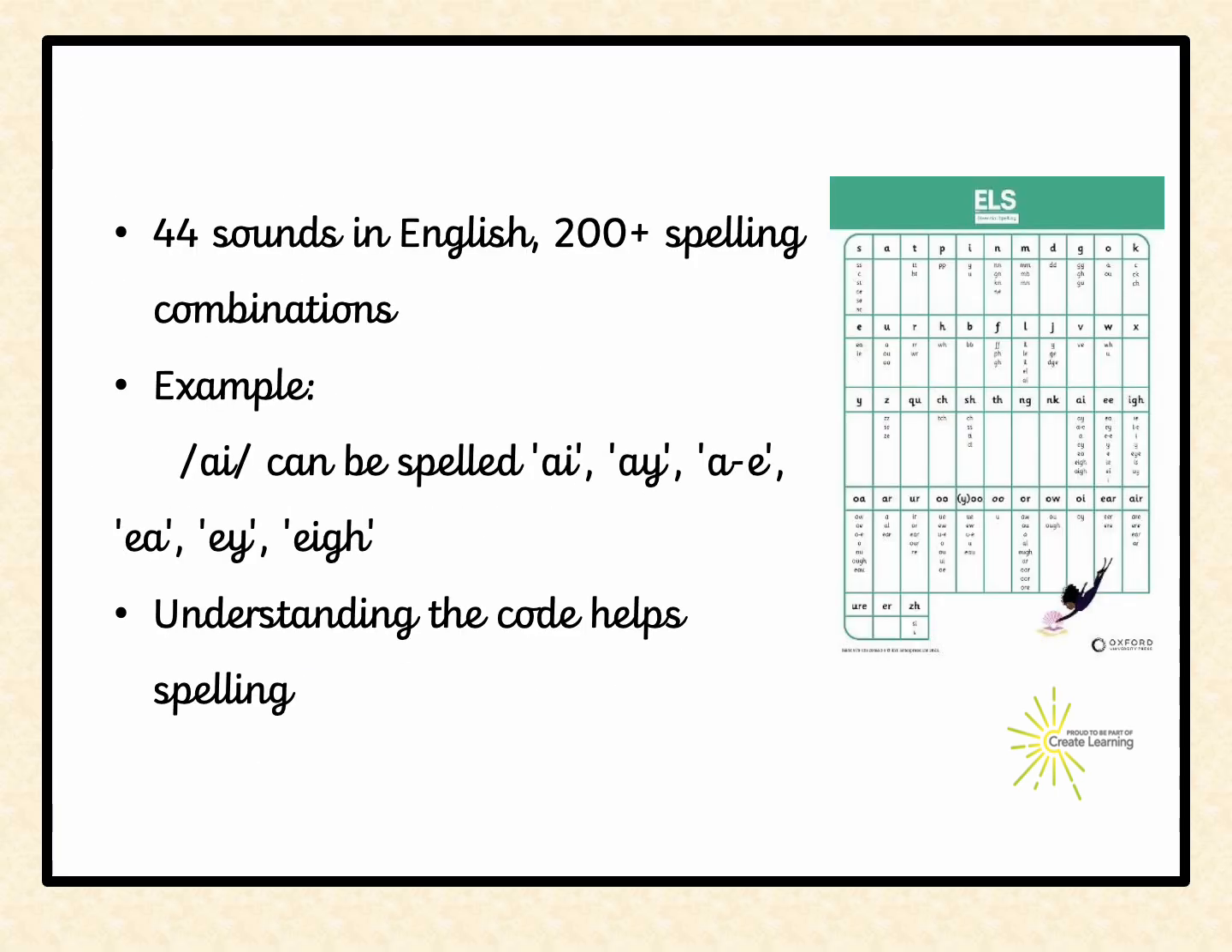Okay, I'm going to talk to you now about the challenge of English spelling. English spelling is very tricky. I think we all can agree on that. There are 44 sounds in English, but more than 200 ways to spell them. So, for example, the phoneme A can be spelled as AI, AY, A-E as a split digraph, EA, and even EIGH, like in the word eight.